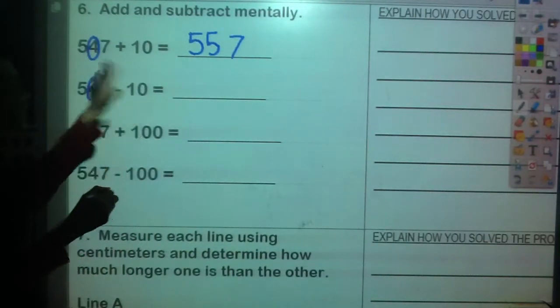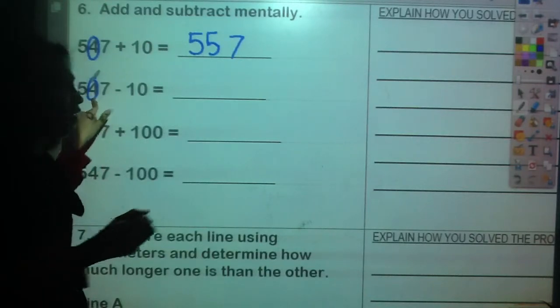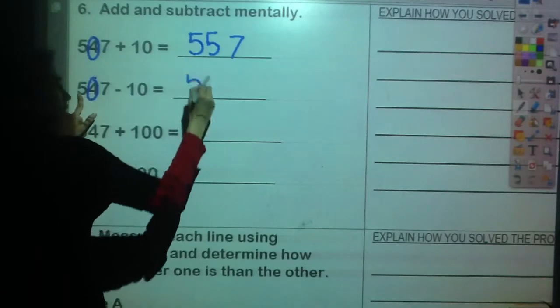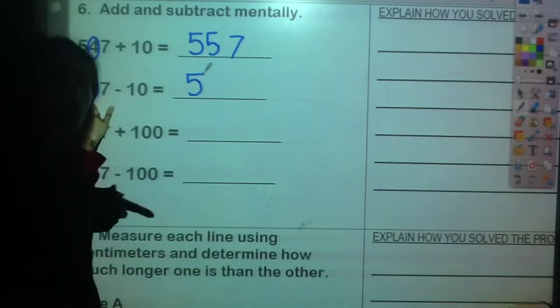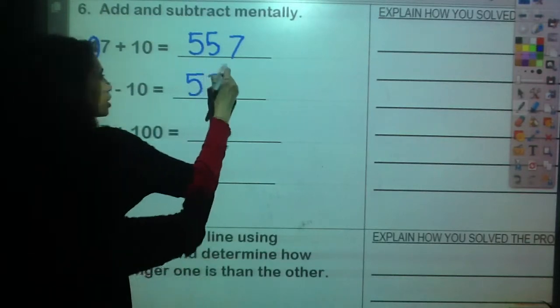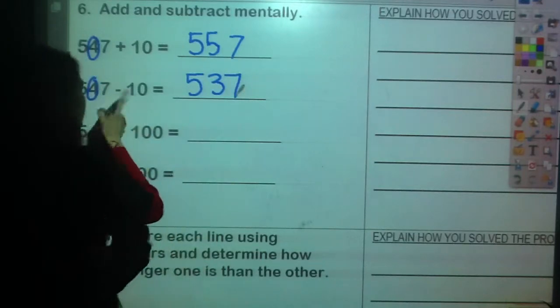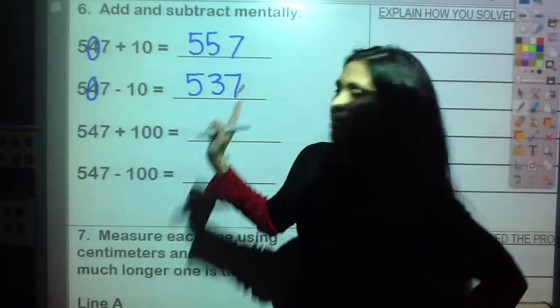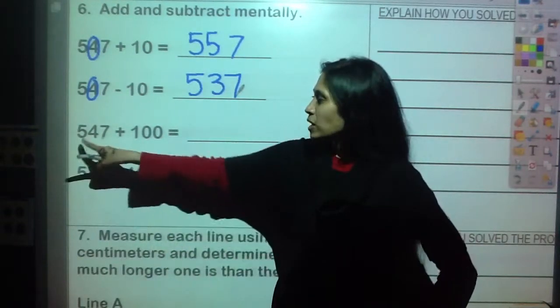So if I'm taking 10 away from that, instead of 547, the 500 stays the same. But instead of this 40, if I take 10 away, the 40 becomes a 30. And then the 7 stays the same. So if I take 10 away from that, it's 537. Okay? Got that so far? Let's look at the next one.